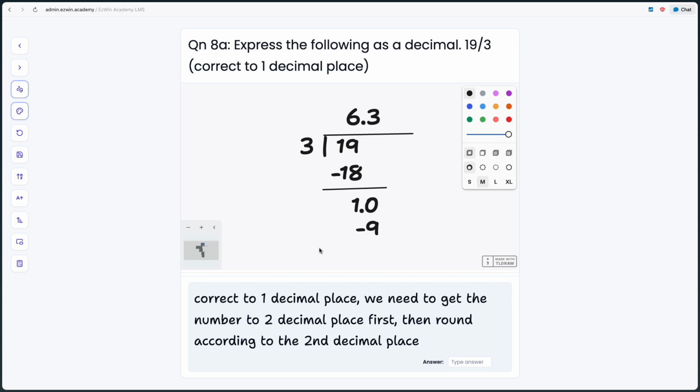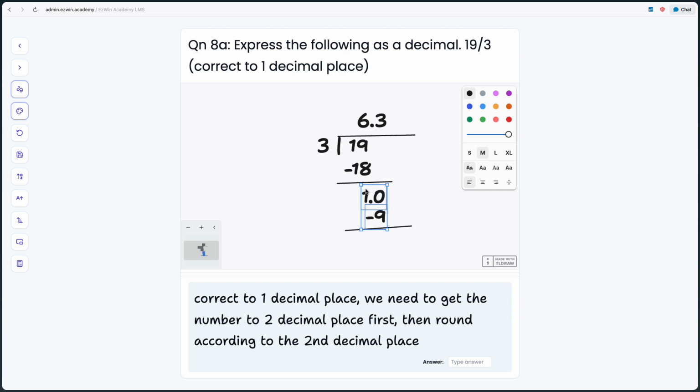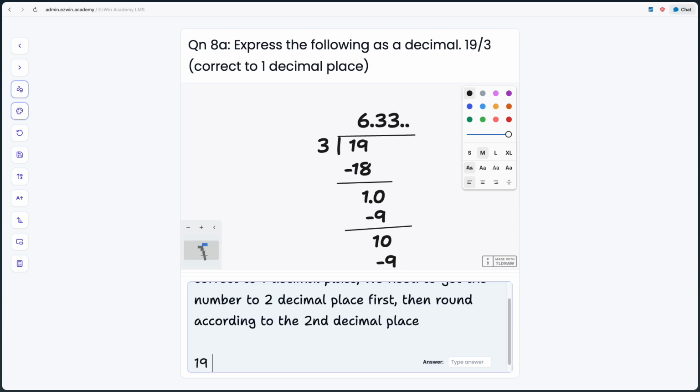So same thing, 10 minus 9, what will this give us? It will give us the same thing. So it's just 10 minus 9 again, right? So like this, that's why I say over here. All right, so then there we go. So 6.33..., okay, so that means 19 divided by 3 is equal to 6.33... So correct to 1 decimal place, we round. So 3 is not 5 or more. That means its answer is 6.3 in this case over here. All right, let's move on to the next question.